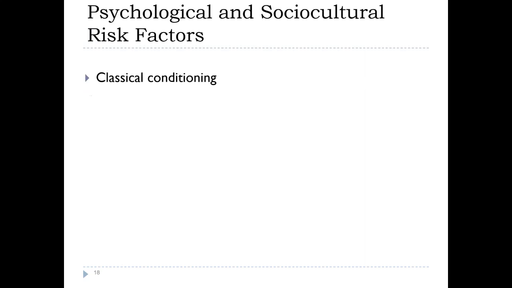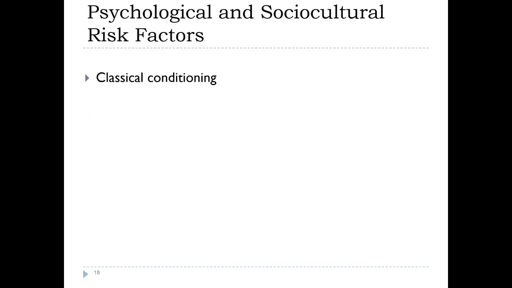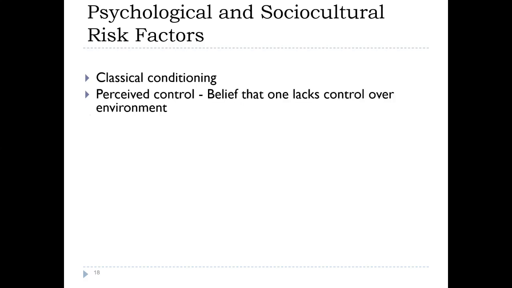In terms of psychological and sociocultural risk factors, classical conditioning is going to be a common theme across a number of the anxiety disorders. For a lot of them, it seems like there was an early conditioning experience where someone learned to associate a certain cue with fear, anxiety, panic. There also tends to be, across the anxiety disorders, low levels of perceived control in anxious individuals. If you have low perceived control, it's the belief that you lack control over your environment, right? So you tend to operate under the assumption of, there's just not much I can do. Bad things are going to happen and there's nothing I can really do about it. I just don't have much control over the things that happen to me.